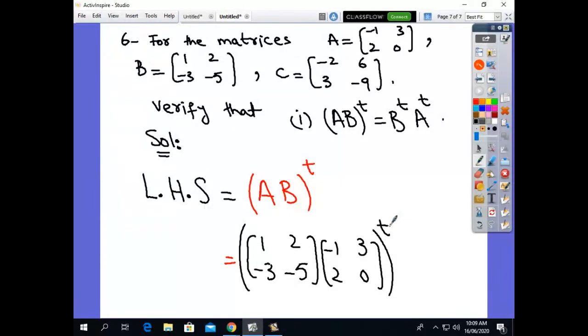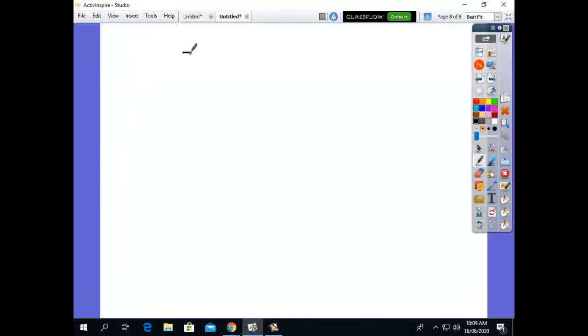Now we multiply these two matrices. After multiplication, -1 is multiplied with +1, the first row with the first column, plus 3 is multiplied with -3. Similarly, -1 is multiplied with 2, that is first row with the second column, plus 3 is multiplied with -5.